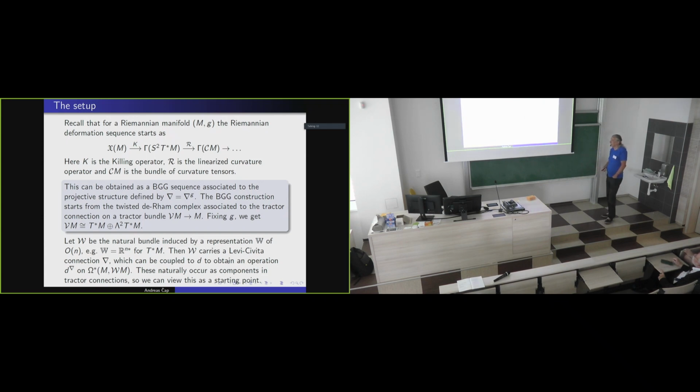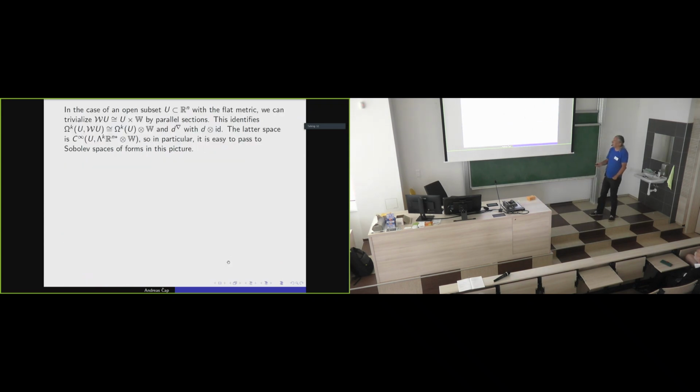This Levi-Civita connection can be coupled to the exterior derivative. And so you get an operation usually called the covariant exterior derivative on forms with values in any natural bundle for a Riemannian metric. And if you have ever seen a formula for a tractor connection, then you notice that one ingredient for a tractor connection is always the slot-wise covariant derivative. So in a way, you can view this tractor connection or the covariant exterior derivative of the tractor connection as a deformation or a modification of this covariant exterior derivative with respect to the Levi-Civita connection. And so we can view these covariant exterior derivatives as a starting point for the construction.